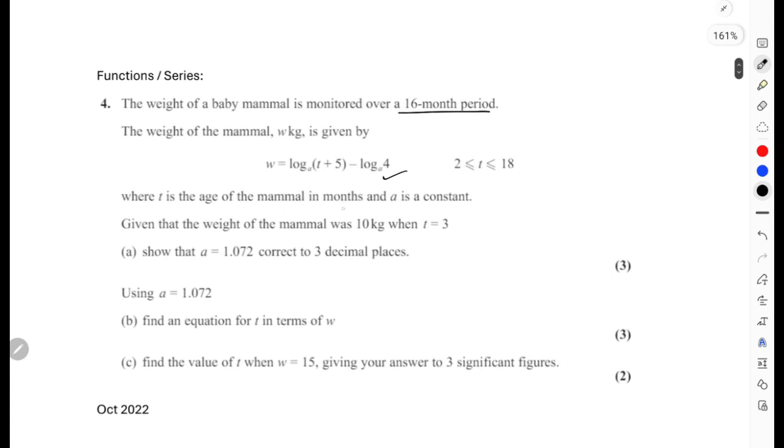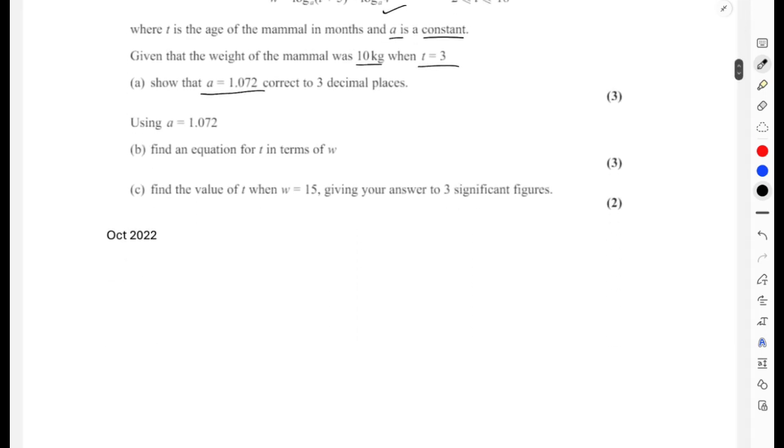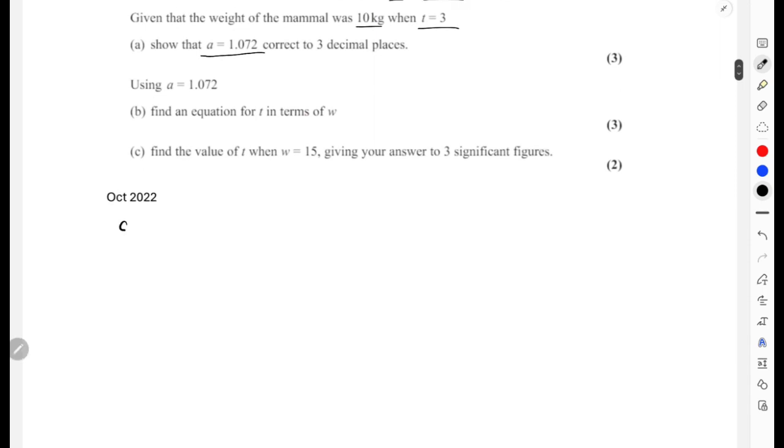where T is the age of the mammal in months, and A is a constant. Given that the weight of the mammal was 10 kg when T is equal to 3, use this information to find the value for A in 3 decimal places. Okay, now they have given you the value for T and the value for W, 10. So the equation was, for part A, W is equal to log base A (T plus 5) minus log base A 4.